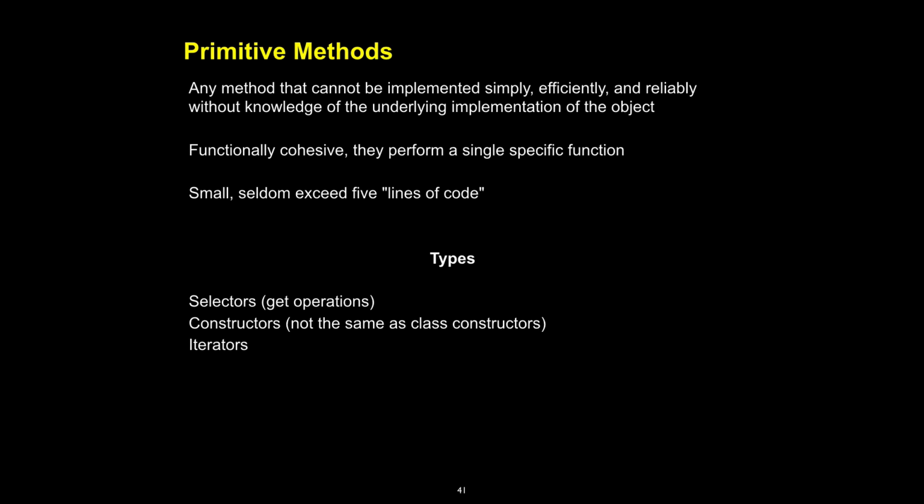The author wants to try and understand how we can keep things cohesive. The idea of primitive methods is basically things where the only way you can implement them is with knowledge of the structure. In iterators, you need to know the structure. Otherwise, I can't iterate through it.